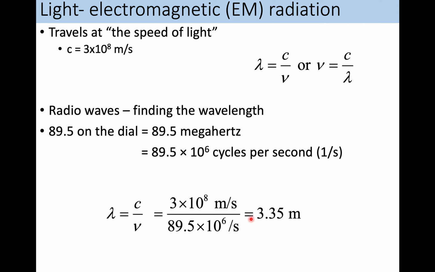And we find that your favorite radio station, let's assume, is 89.5. The wavelength of that wave is actually 3.35 meters. So these are very easy to calculate once you know either the wavelength or the frequency. So it's very simple with only the 3 values here.